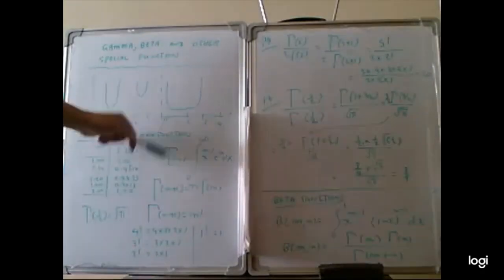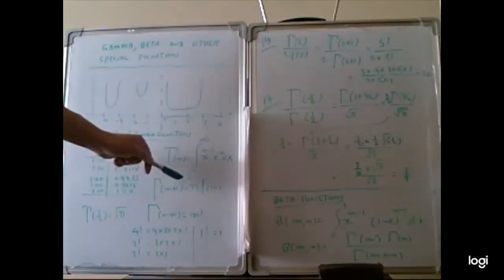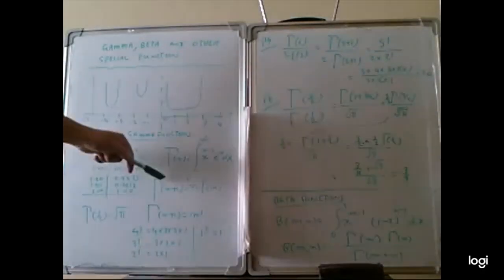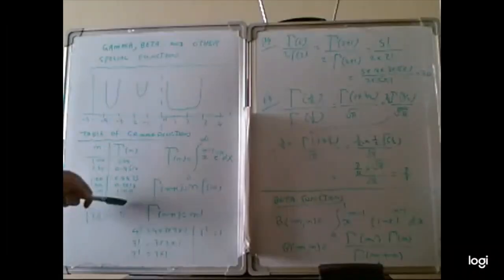The formula is that the gamma function of n is equal to the integration 0 to infinity, x power n minus 1, e power minus x dx. So gamma n plus 1 is equal to n into gamma n. So gamma n plus 1 is equal to n factorial. So this is the equation. And gamma half is equal to the square root of pi.